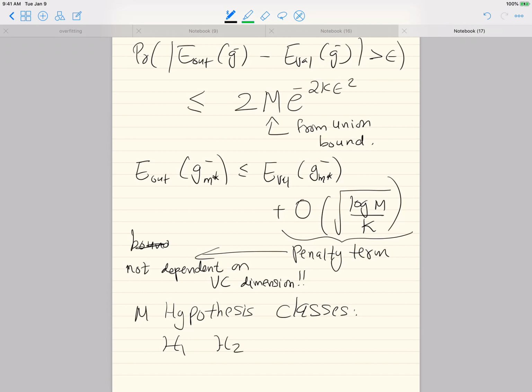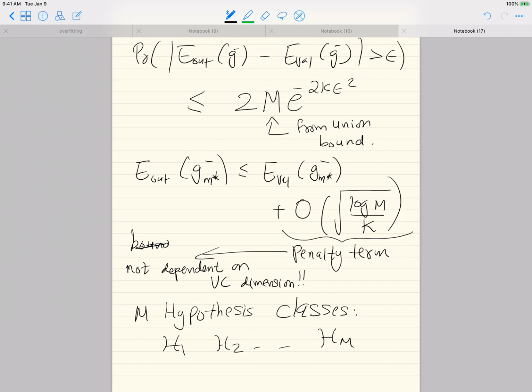H1, H2, up to HM. We do not know which is the right one for our data set. So we want to pick an output hypothesis that belongs to the union of H1, H2 up to HM. Our output is somewhere in one of these classes, right? So what we are producing is an element which is in H1 union H2 union H3, and so on.